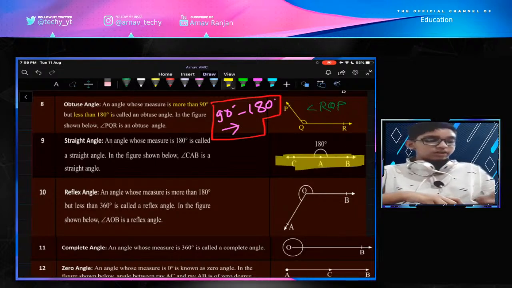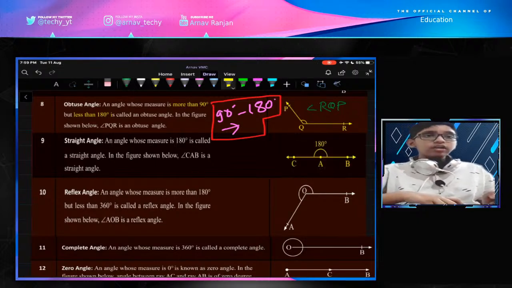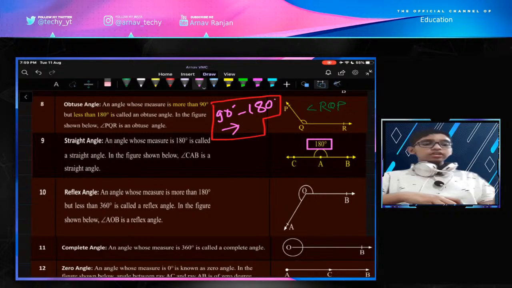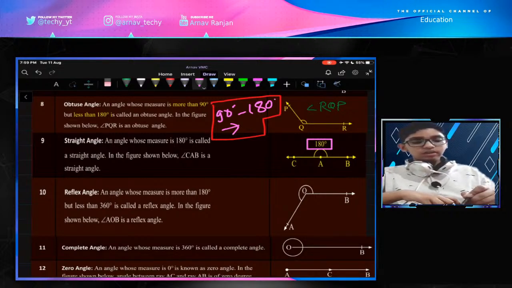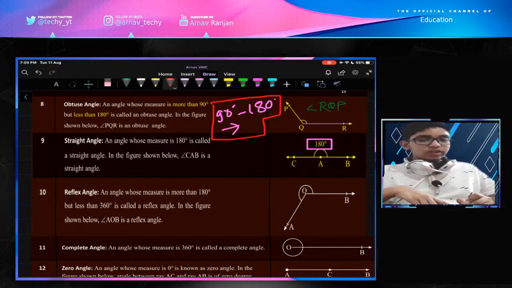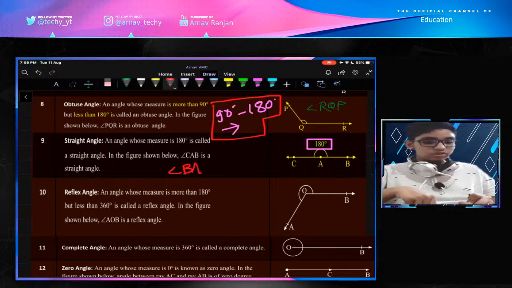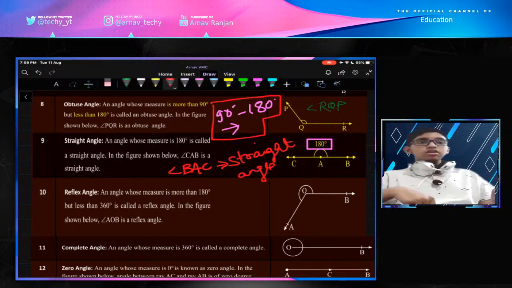This is a straight angle in the figure below, and it has a measurement of 180 degrees. I will make a box. This is 180 degrees, the straight angle. And in this figure, angle CAB is a straight angle. I can also write it as angle BAC.